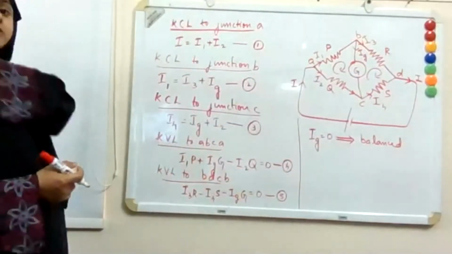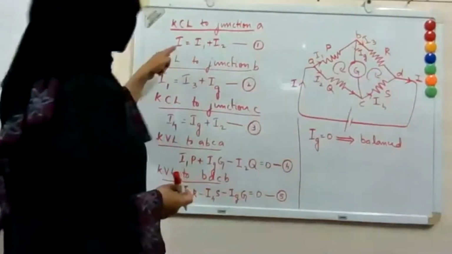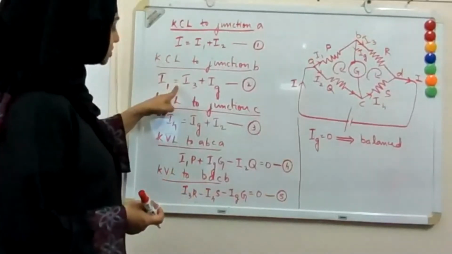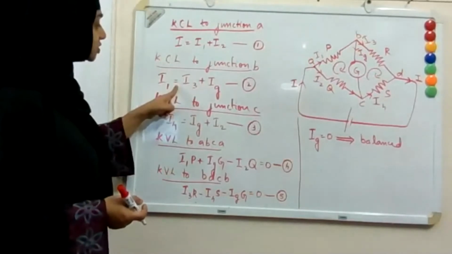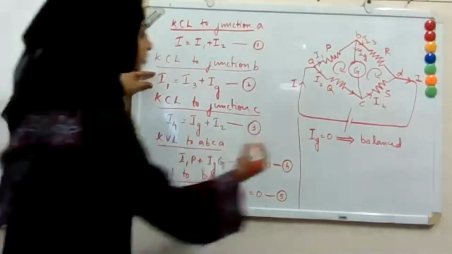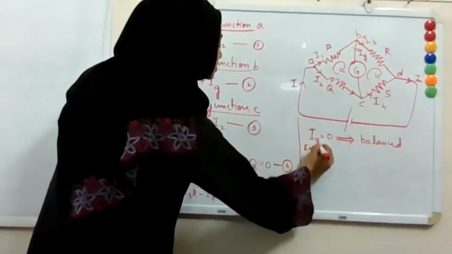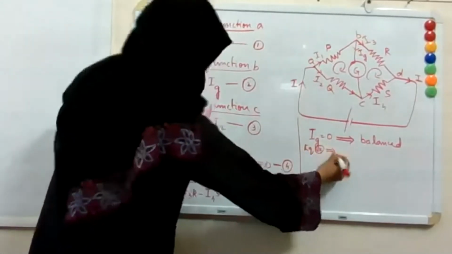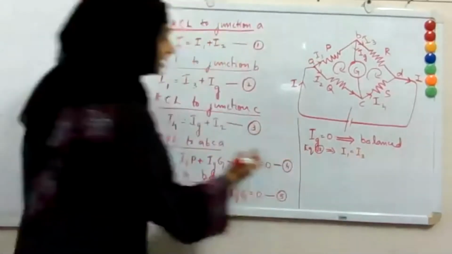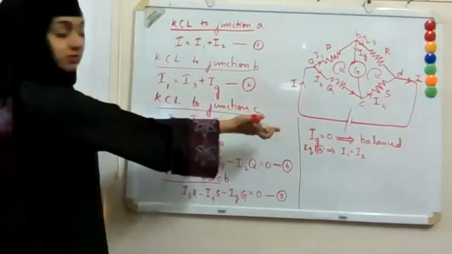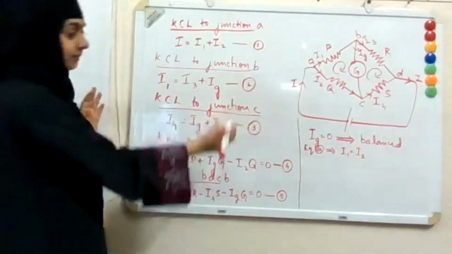Okay, so we have here I1 from equation 2, Ig is equal to 0. So equation 2 becomes what? Equation 2 will become I1 is equal to I3. Is it clear? Because Ig is equal to 0. Yes, balanced condition.